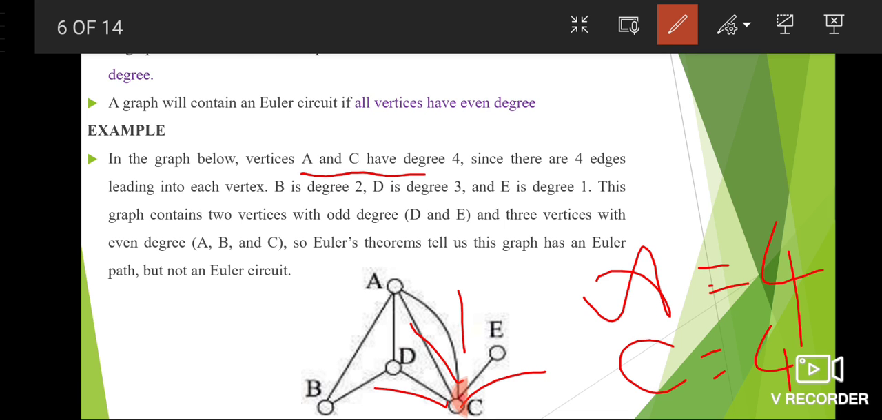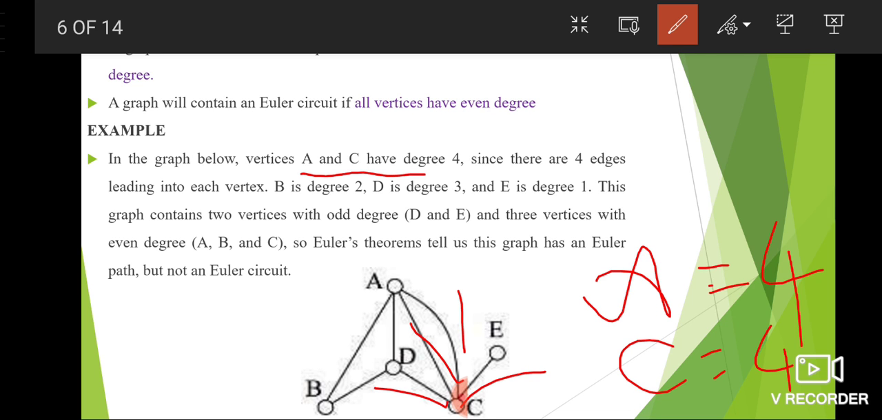Similarly, we are calculating the degree of B. It is 2. And the degree of D is 3. And the degree of E is 1. So what happened? The graph should not contain the vertices of even degree. That is the graph.